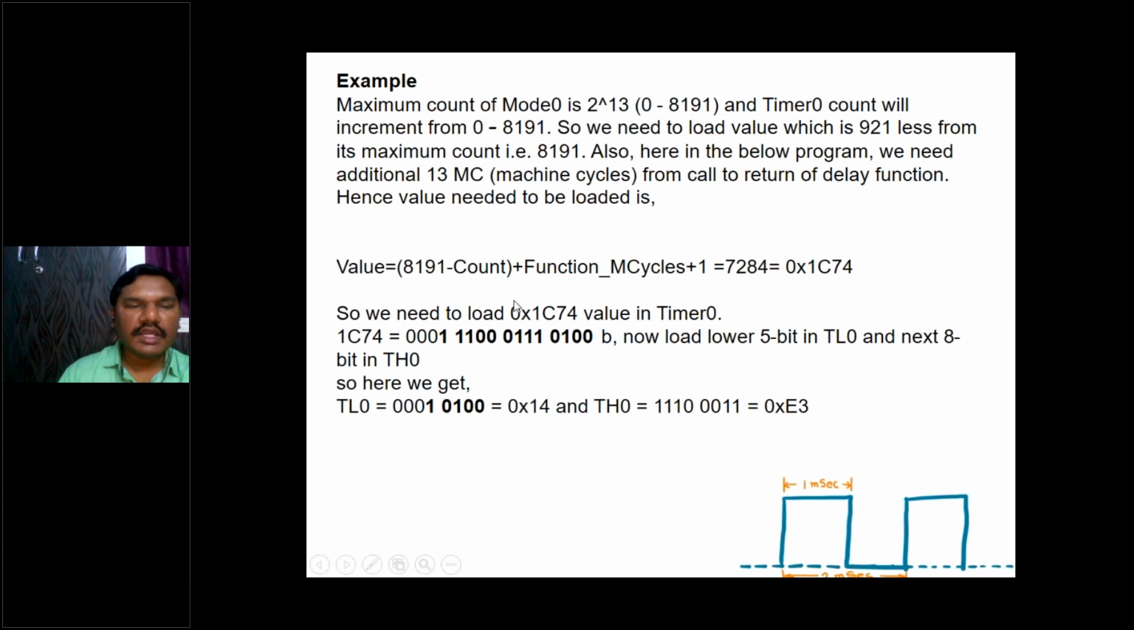Okay, so here we are taking this as 7284, that is 1C74. So here 1C is the higher byte and 74 is the lower byte. So that we will write here 1C74. Out of those bits, we consider only 13 bits and the remaining lower 3 bits can be removed. Okay, so then the TLX bits and THX will be substituted by these values of 1C74.